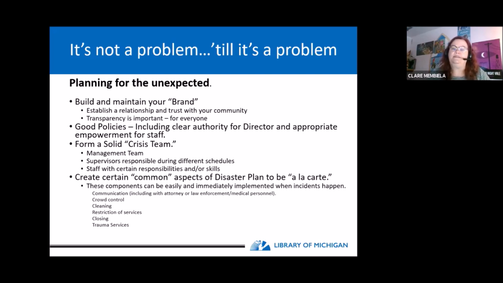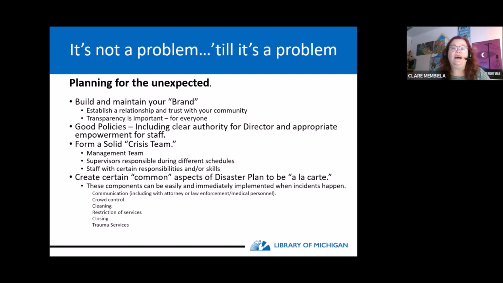Review your policies, right? All your policies. That should be a regular process. I know that time is fleeting and not everybody has time to do everything, but your policies are important. And reviewing them with an eye towards crisis is important.